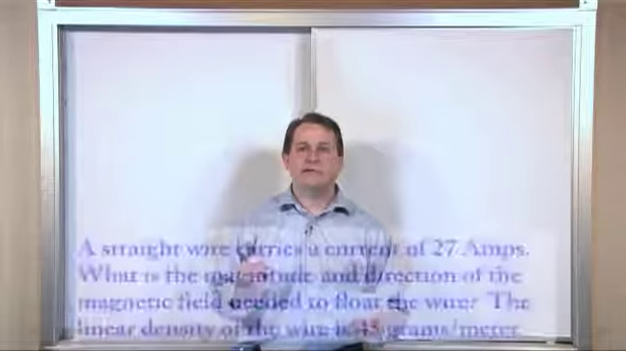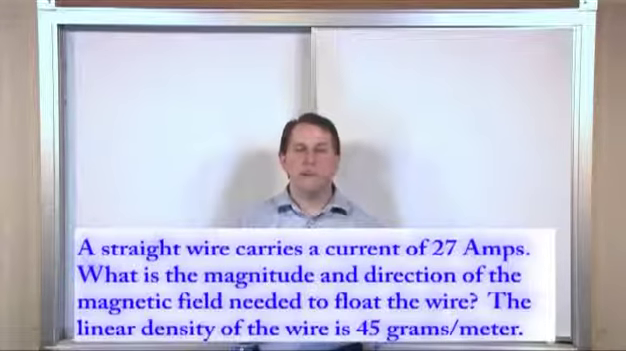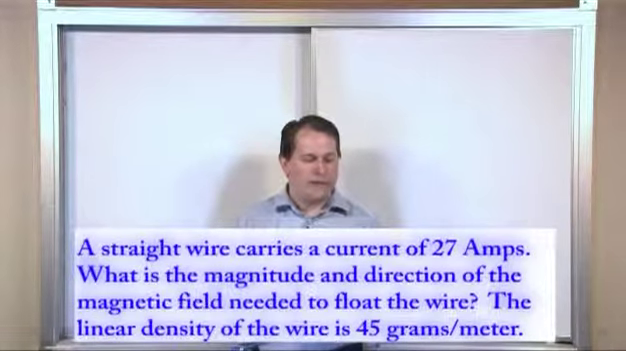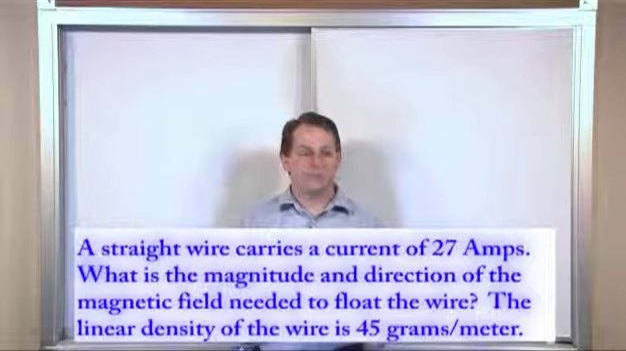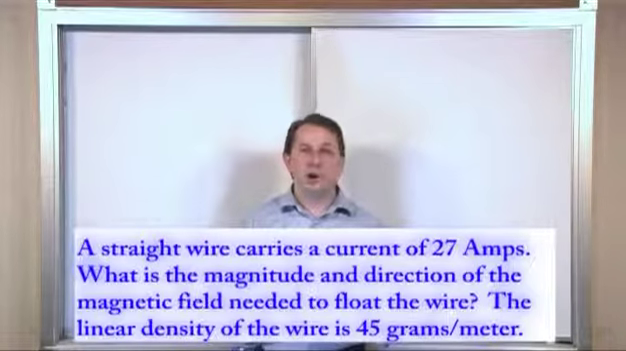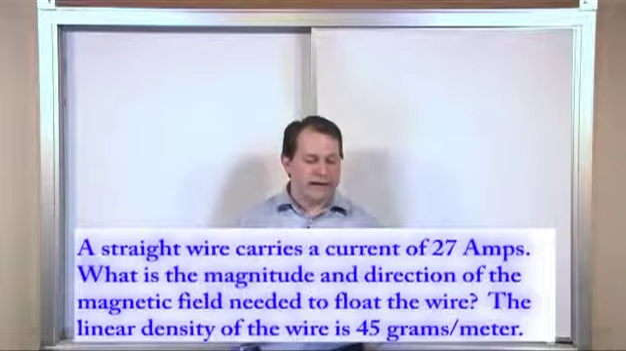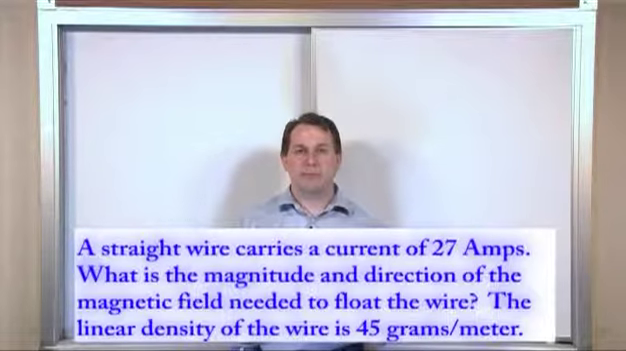A straight stretch of wire has a current of 27 amps. What is the magnitude and direction of the magnetic field B needed to float the wire? The linear density of the wire is 45 grams per meter.